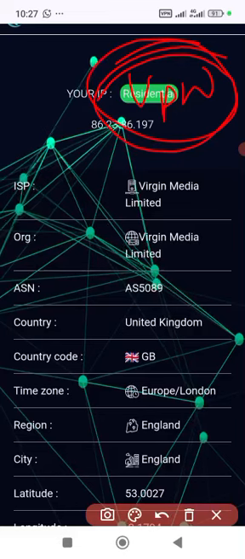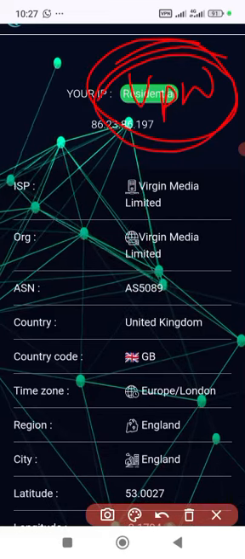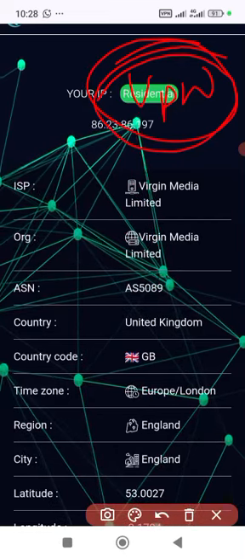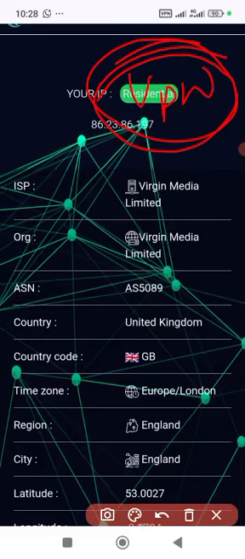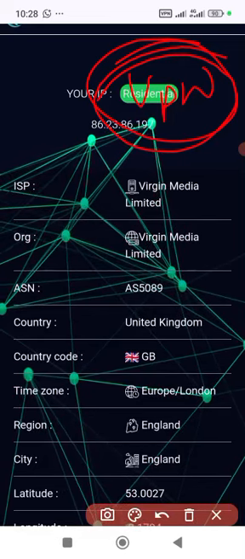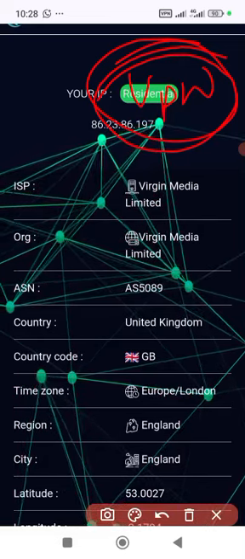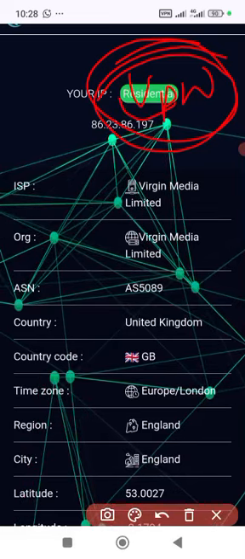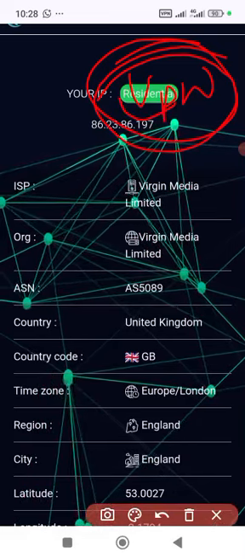So it's not the best, but for some survey sites it will go, though not for all. So to be on the safe side, when you see a VPN connection like this, just avoid it. But if you want to give it a try, you can.